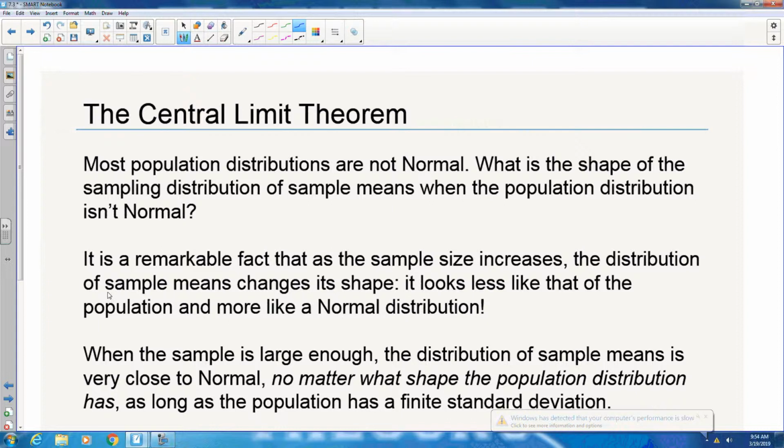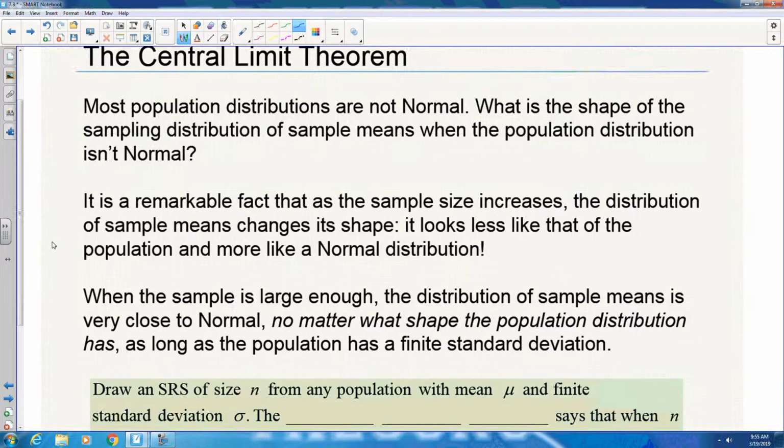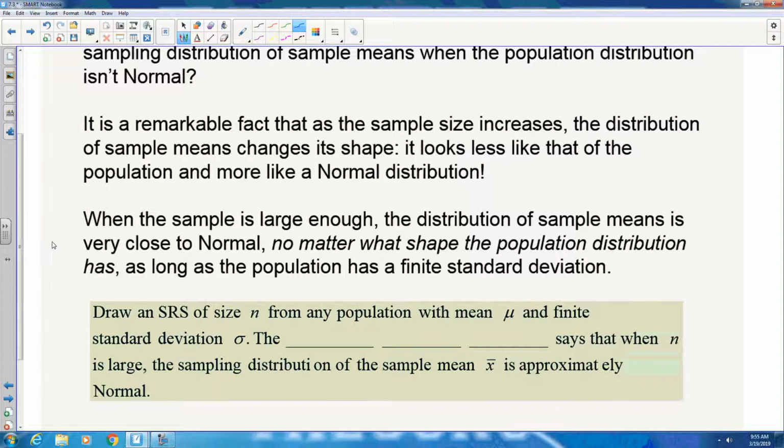Okay, so before we mentioned that if we have a normal population distribution, then we have a normal sampling distribution. But most of them are not going to be normal; not very many in the real world are normal distributions. So what happens if we start with a population distribution that's not normal? What's really interesting is that as we get bigger sample sizes and then we look at the sampling distribution, it's going to look more and more like a normal distribution.